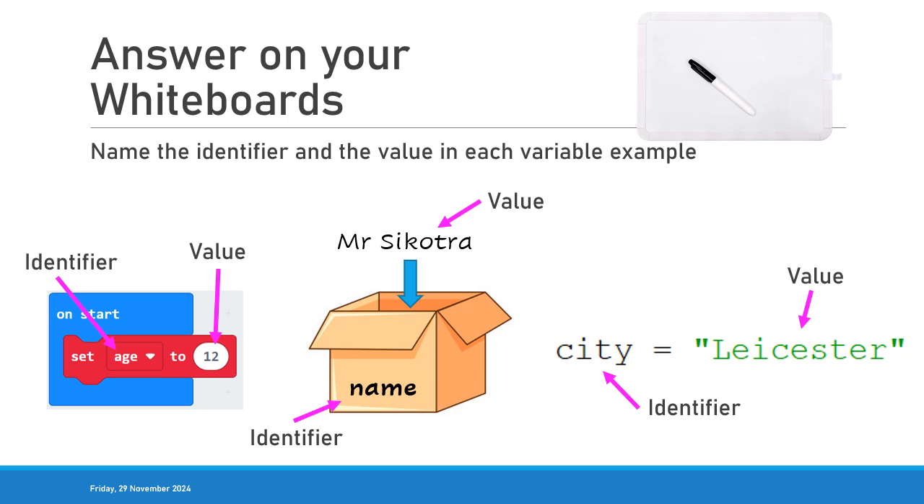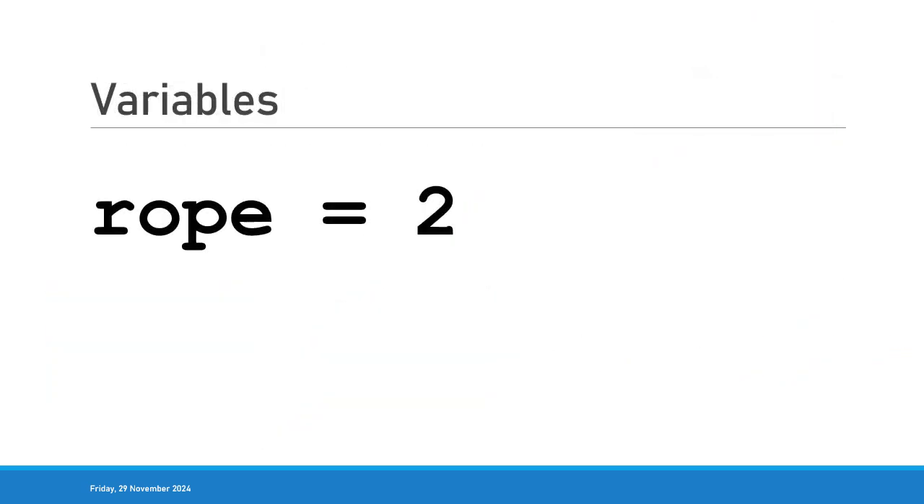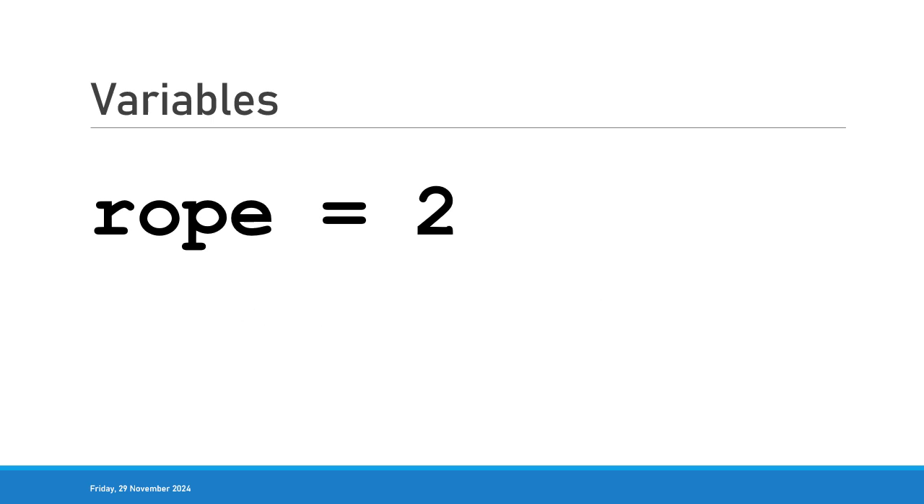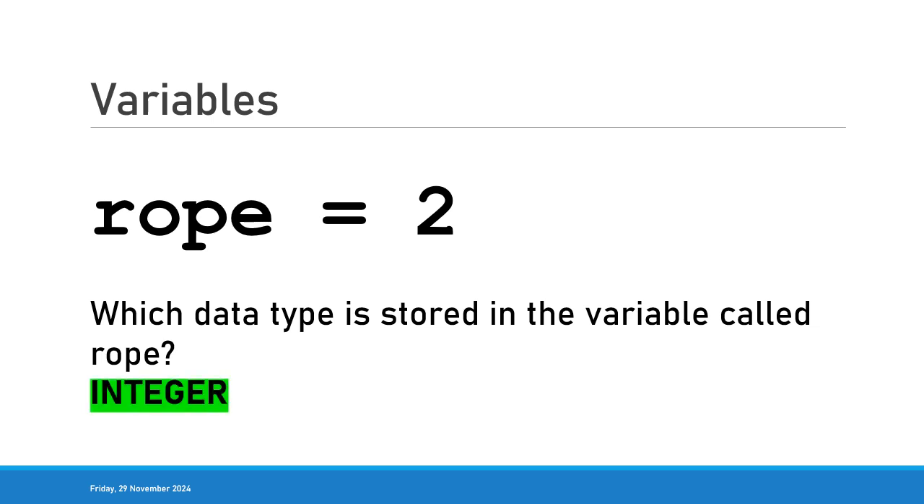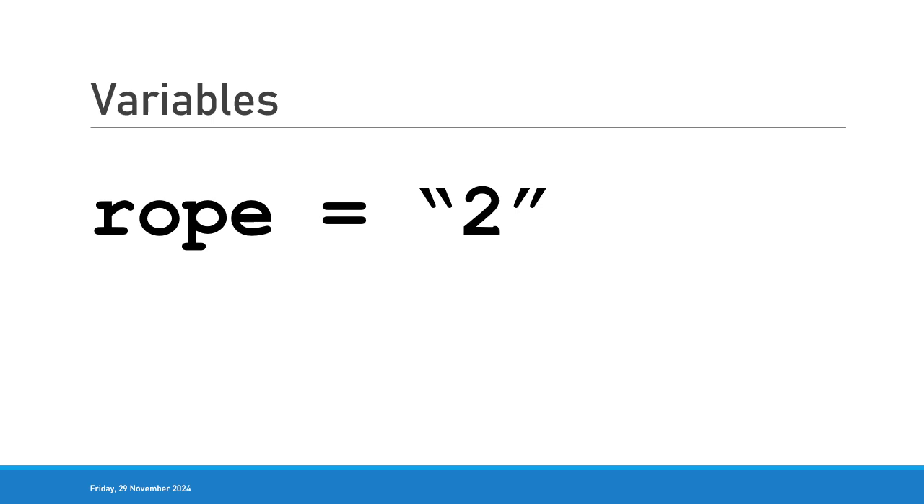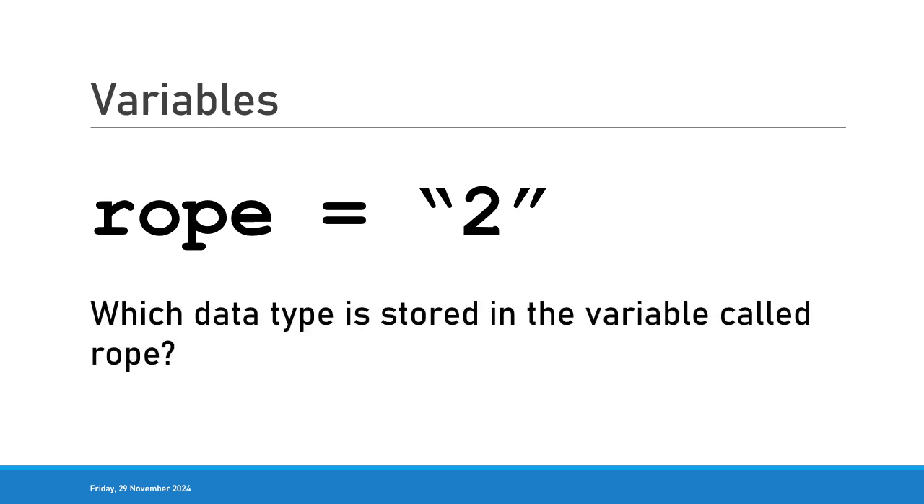So going back to our previous example, when we run this piece of code, the value 2 will be assigned to the variable called rope. We use the equal sign to assign values, which are on the right, to variable identifiers or just variables on the left. The data type that we're using here is an integer because the number 2 is just a whole number. But if I were to change that and have speech marks there instead, then all of a sudden the data type changes to a string.